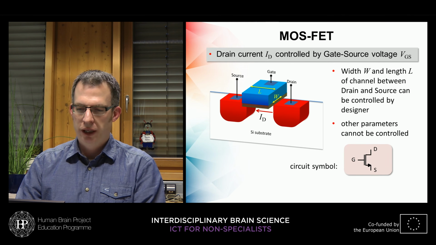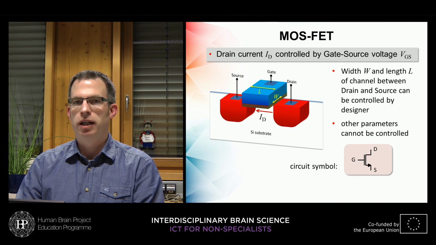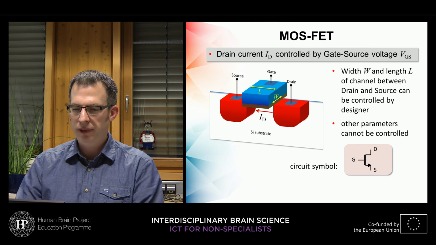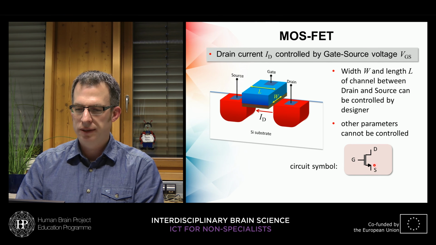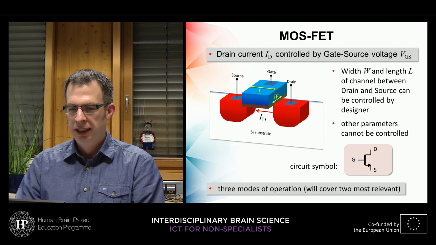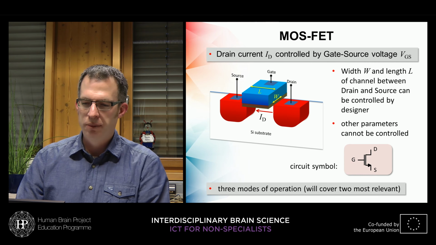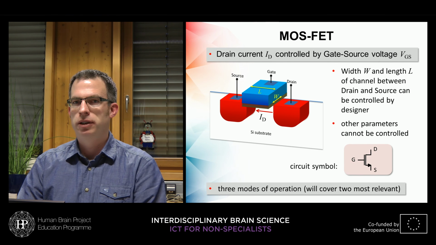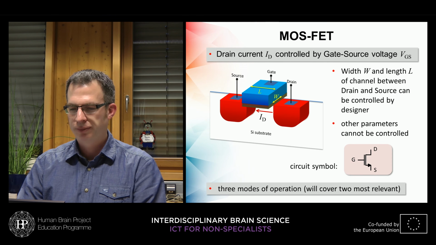The circuit symbol, you have already seen it in the overview slide of the circuit components, is this one here. So we have this 3-terminal device with the gate electrode, the drain and the source electrode. And the source is usually noted by this arrow here. The MOSFET has 3 different modes of operation depending on the voltages that are applied to these terminals. And I will only cover the 2 most relevant ones.